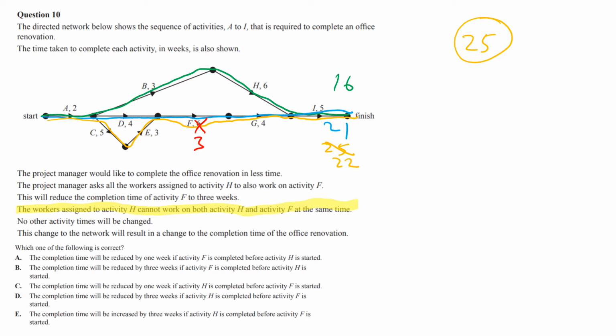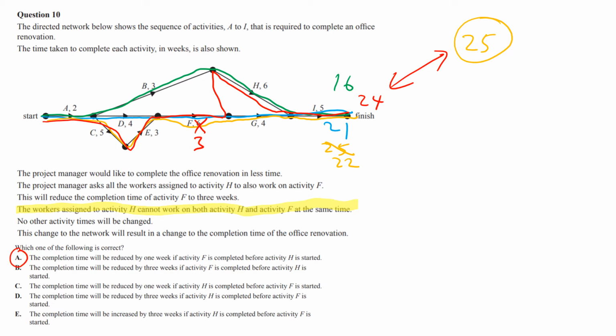If we start reading some of these statements, it says the completion time will be reduced by 1 week if F is completed before H is started. So you've got to go F and then up to H. It's almost like you're sticking a dummy in there. So let's do that path as a red path. We're going to go down here, up here, across to F, and then jump across to H and then do H and then I. If you add all that up, you get 24. And that you can see is a difference of 1, which means A is correct.